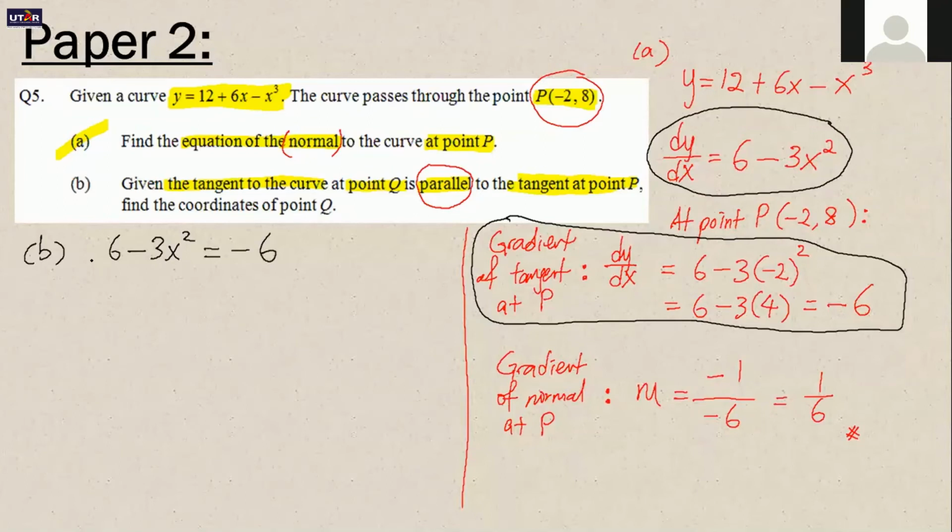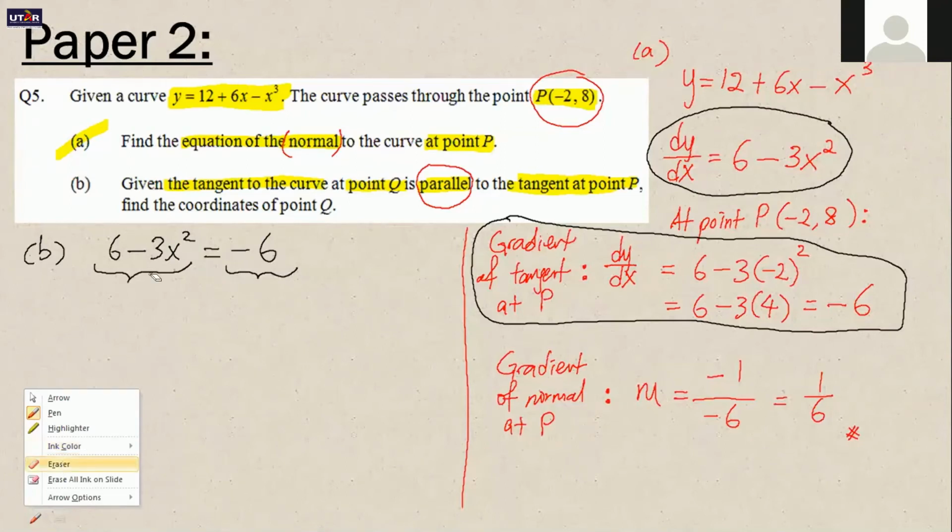This is the gradient at point Q. The gradient of the tangent line at point Q will be the same as the gradient of the tangent at point P. So for point P it is negative 6. For point Q, not sure yet, but it will come from 6 minus 3x squared, right? So that's why we form this equation, okay?